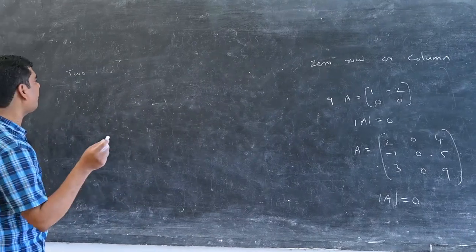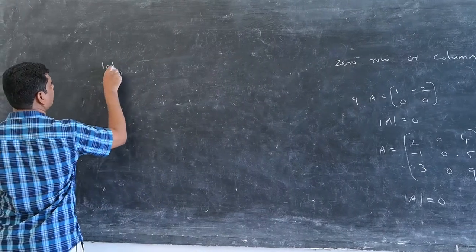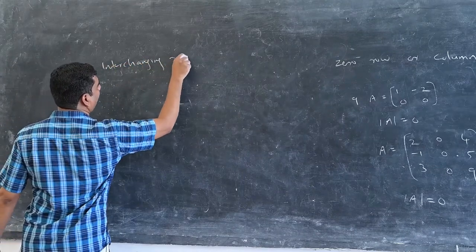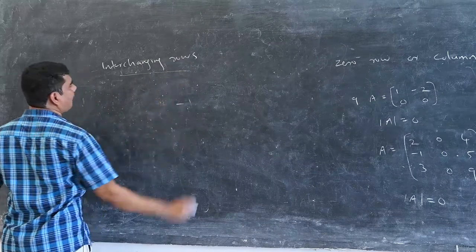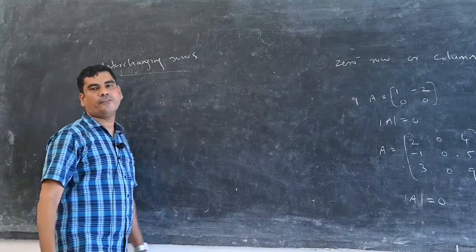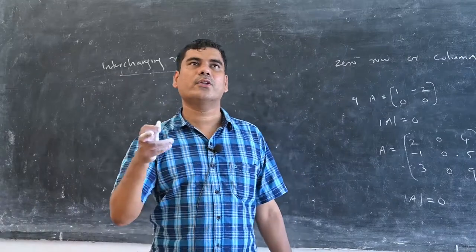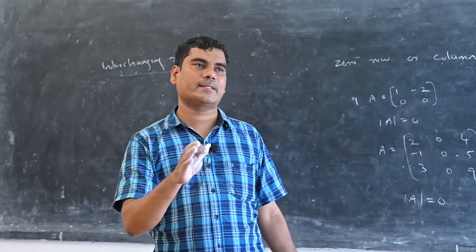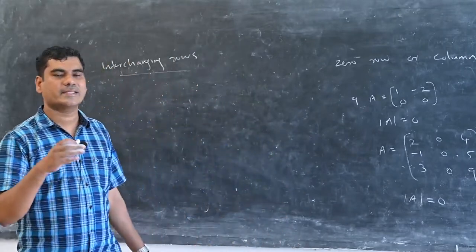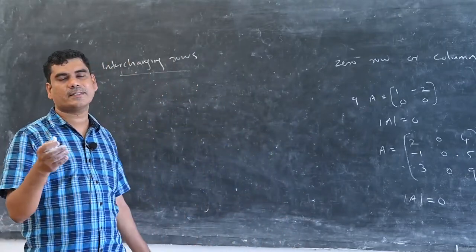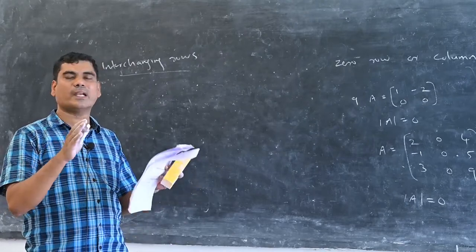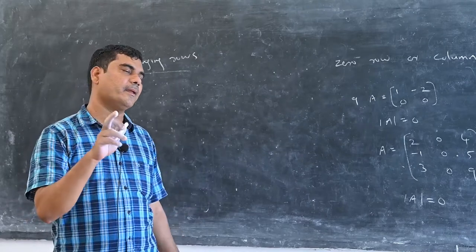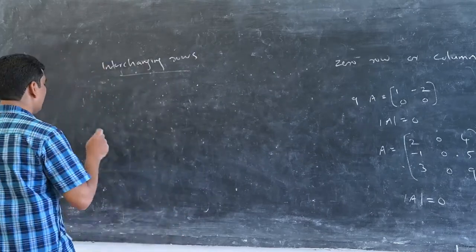Another property of determinants: interchanging rows. If we interchange two rows of a square matrix, then the change in the determinant is that we have to multiply the original determinant by minus 1.